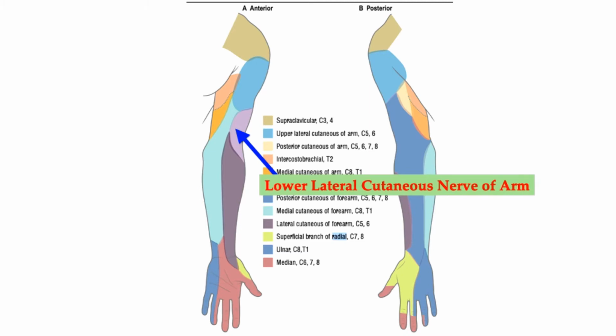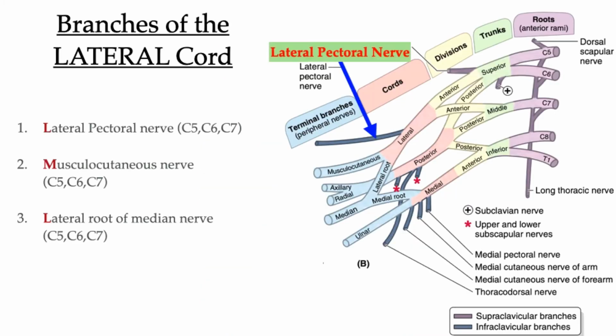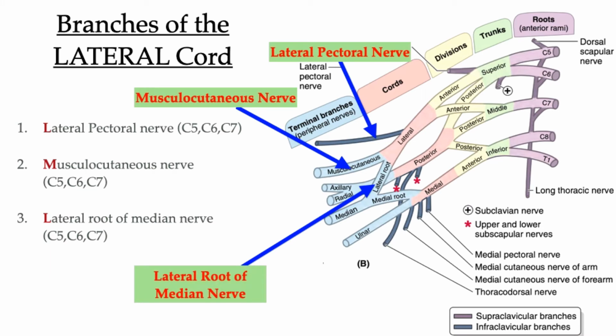The next branch of the lateral cord is lateral root of the median nerve. This lateral root of the median nerve joins with the medial root of the median nerve lateral to the third part of axillary artery to form median nerve.